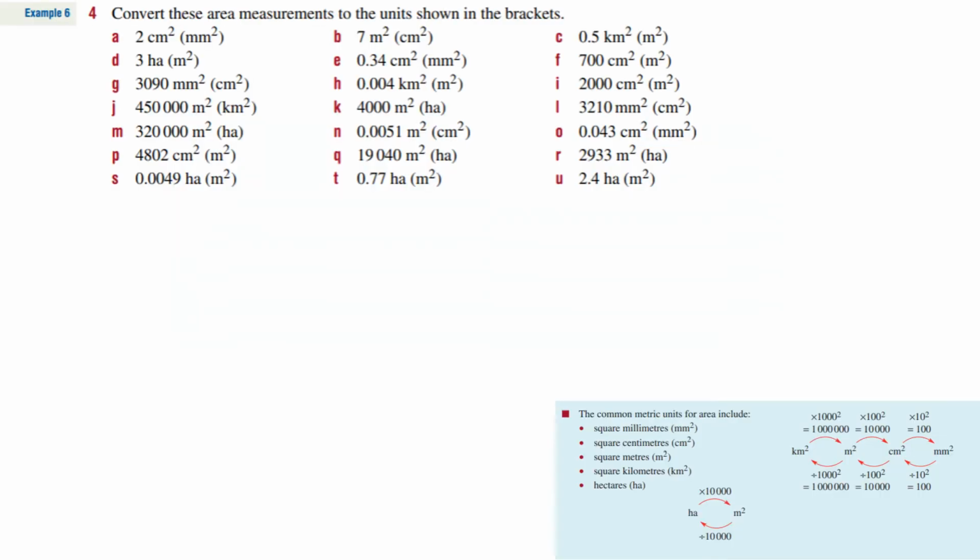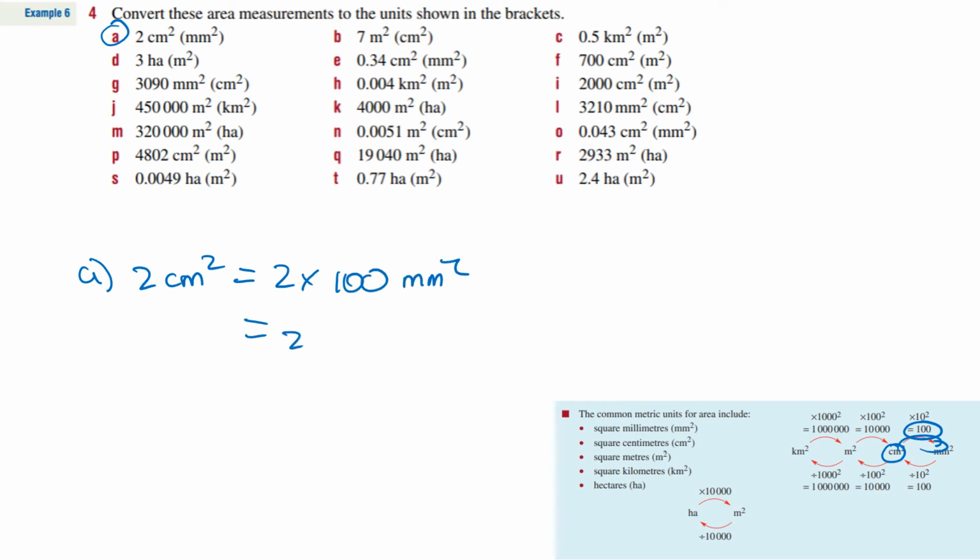So here's some questions. So for example, if I go 2 centimeters squared to millimeters squared, so if I've got centimeters squared, I want to go to millimeters squared, I need to multiply by 100. So 2 centimeters squared equals 2 times 100, and that's going to be millimeters squared now. So that's going to be equal to 200 millimeters squared.